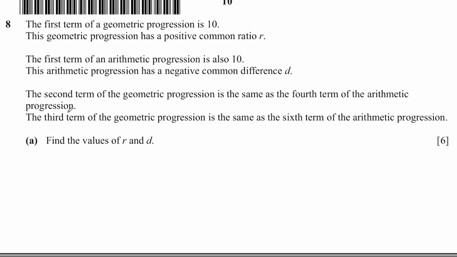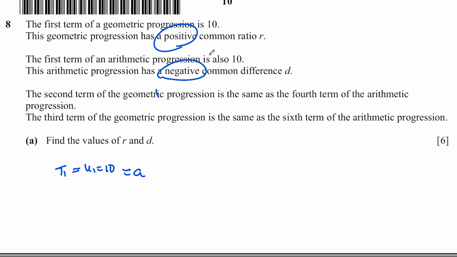Question 8 is about series and sums. Okay. So the first term of a geometric progression is 10. Let me just write it down. U1 is 10. For geometric, I will use a U, and this geometric progression has a positive common ratio of r. So r is positive. And an arithmetic progression also has first term of 10. For arithmetic, I'll use T1, so this will also be equal to a, and a negative common difference, d.